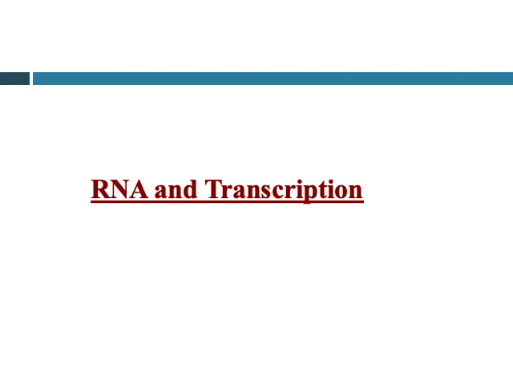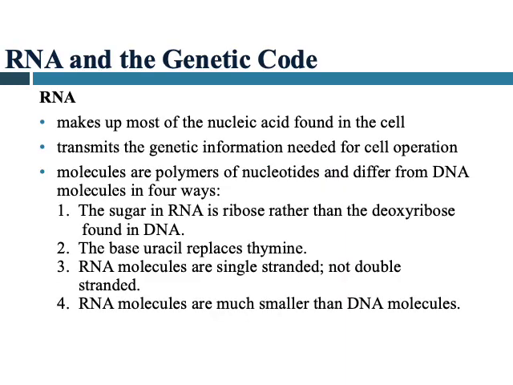Now let's talk about RNA and transcription. So till now we talked about DNA. What is DNA? What is the structure of DNA? What is DNA replication? Now we're going to focus our talk on RNA and what is transcription. We already talked about RNA being ribonucleic acid, and it makes up most of the nucleic acid found in the cell, right? And it transmits the genetic information needed for cell operation.